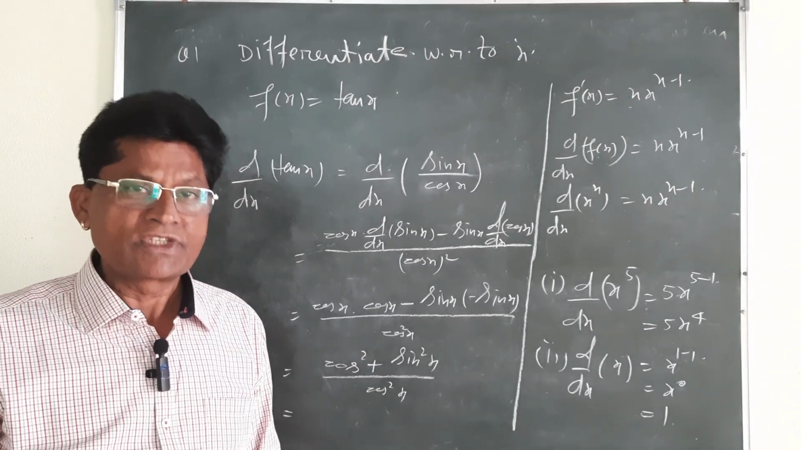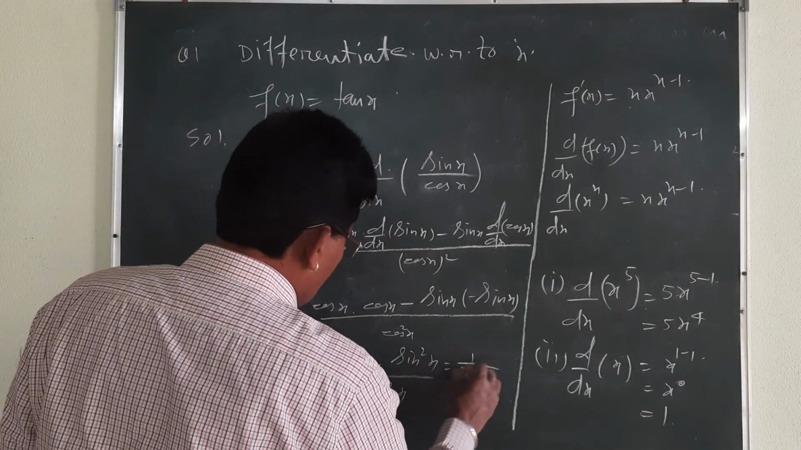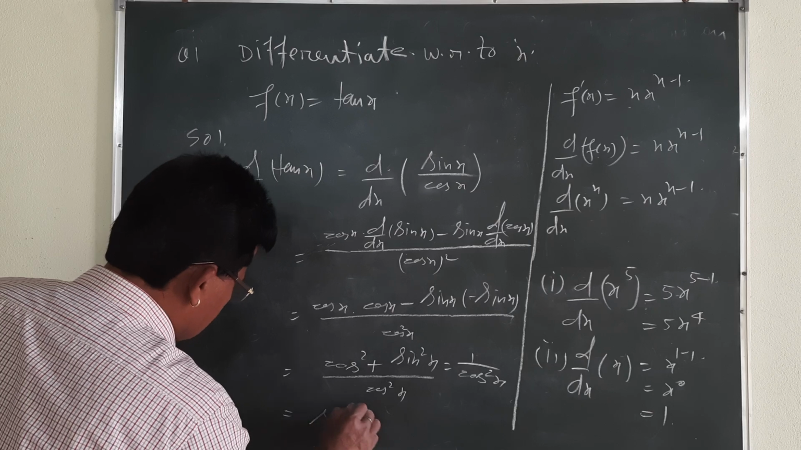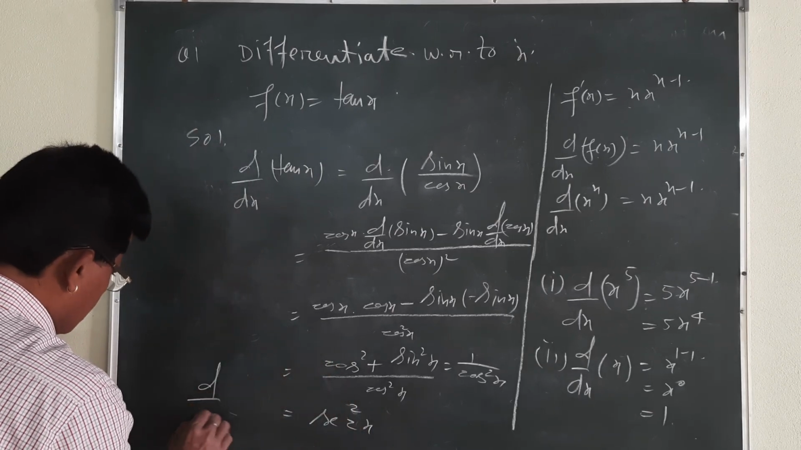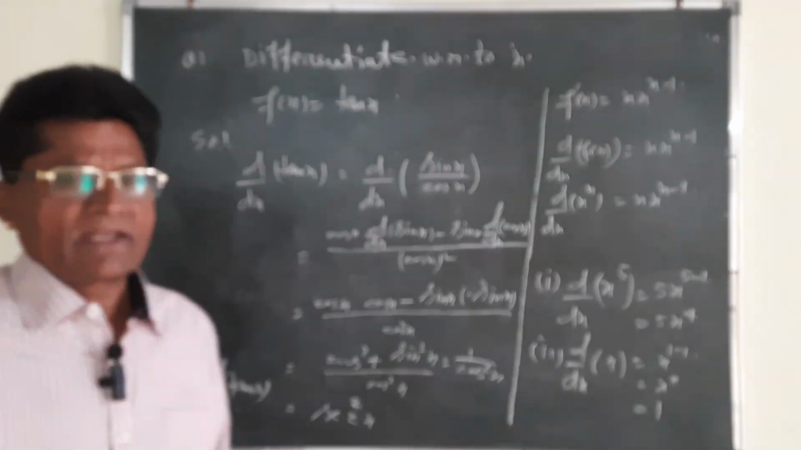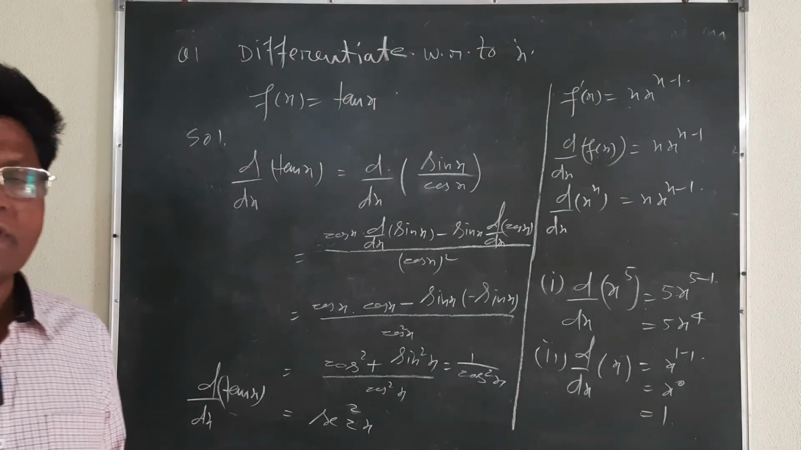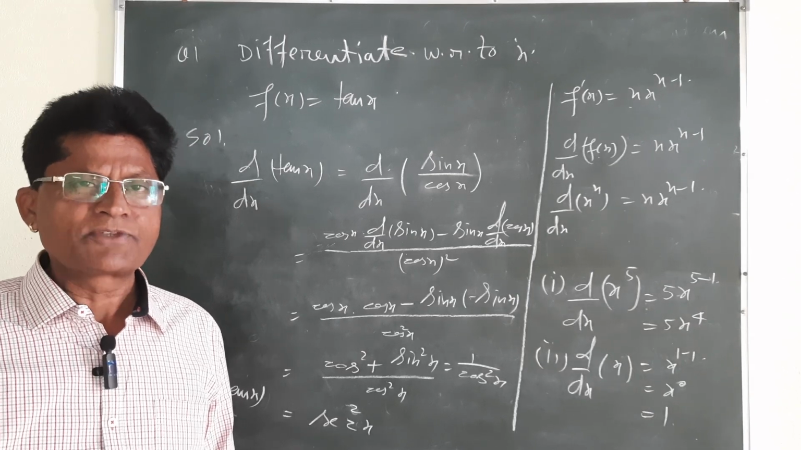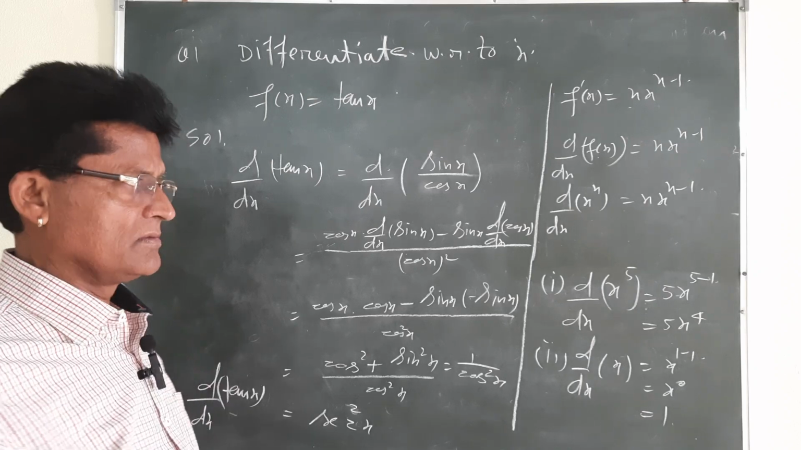You must know cos square x plus sin square x, its value is 1, and that is 1 upon cos square x. And 1 upon cos square x, that is sec square x. Okay, we got the differentiation of tan x, that is sec square x. Like that, you can solve each and every function, as I told you, whether it may be trigonometrical function, exponential function, logarithmic function, algebraic function, whatever it may be.